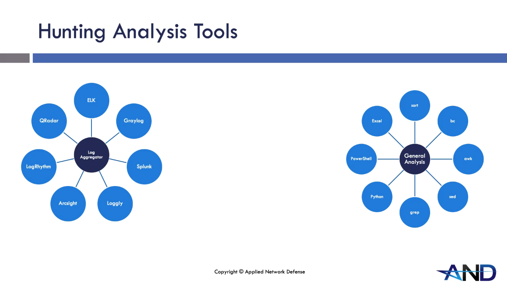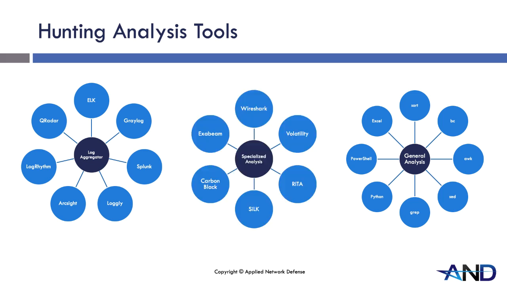Finally, we have the last category, which is specialized analysis. And when I say specialized analysis, we're talking about tools that are specifically designed to analyze unique types of data or do very complex actions on data. Now, some of these are going to be free and open source. Some of them are going to be commercial.